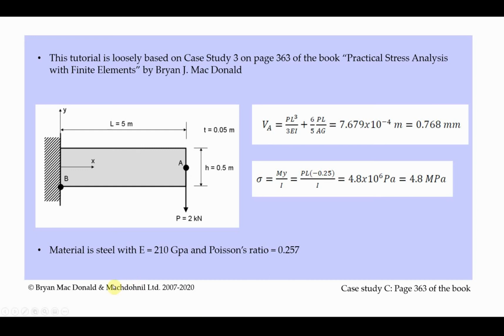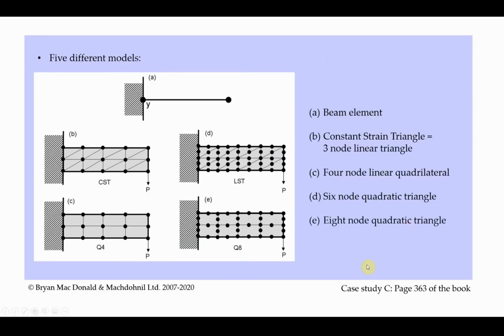So we're going to assume that the material that the beam is made of is steel, and it's got a Young's modulus or elastic modulus of 210 gigapascals. That's 210 by 10 to the power 9 pascals. Poisson's ratio is 0.27. So on the next slide then we'll see what we do.